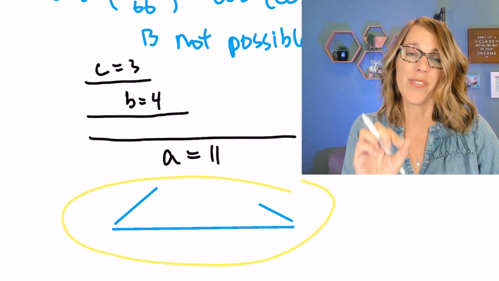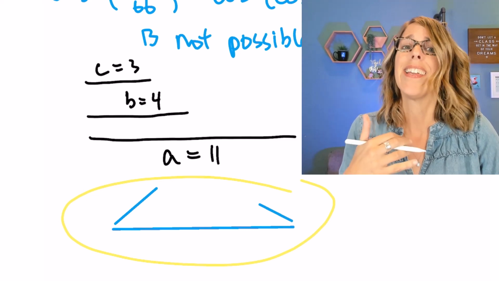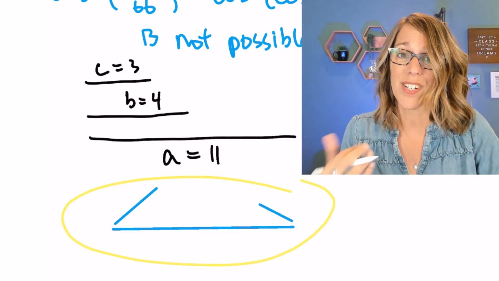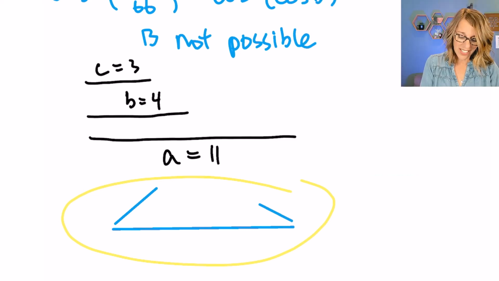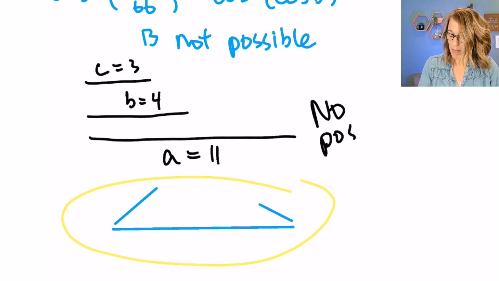So I really want you to think through that side case. Is it even possible to construct a triangle? In this case, it isn't. So I'm going to say just no possible triangle. This is my answer. So no possible triangle.